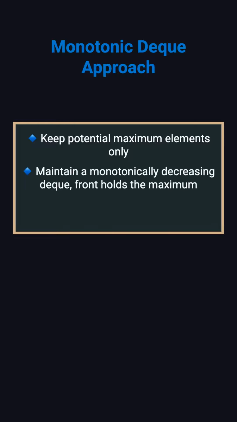The idea is simple. We only keep elements that could possibly become the maximum in the current or future windows. Everything else gets discarded. Here's how it works. We maintain a double-ended queue that always keeps elements in decreasing order. The front of the queue is always the maximum of the current window. When a new element comes in, if it's larger than elements at the back, those elements can never be the maximum again, so we remove them. We keep doing this until the queue is decreasing again.